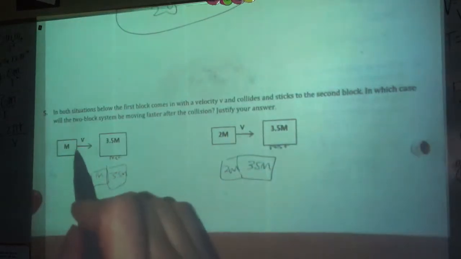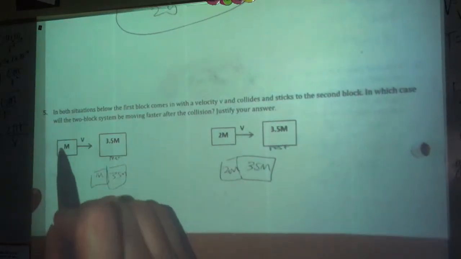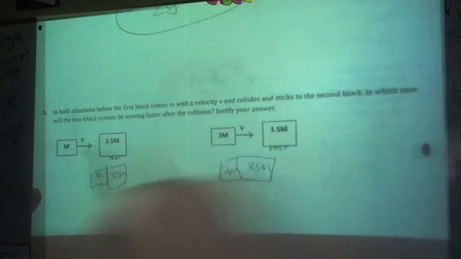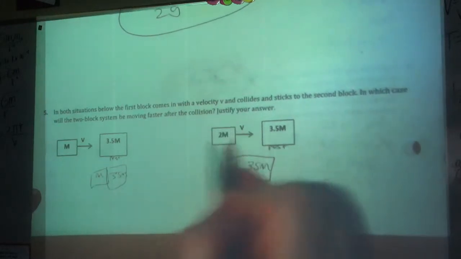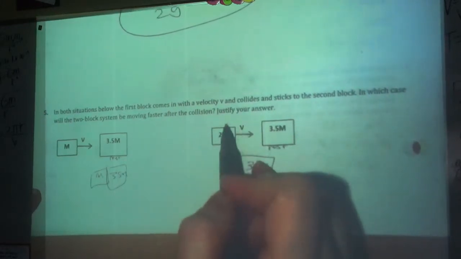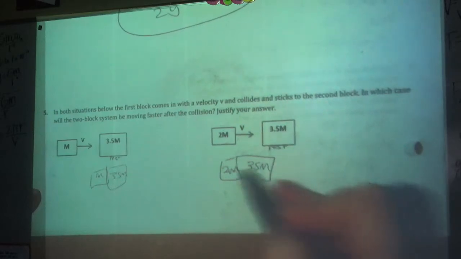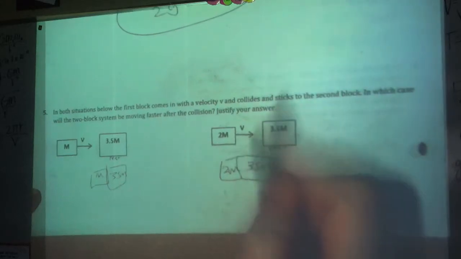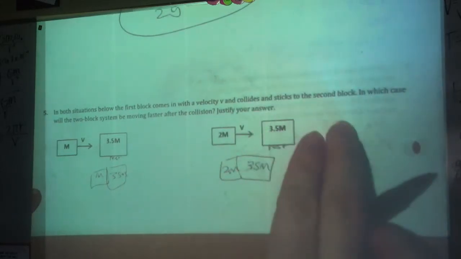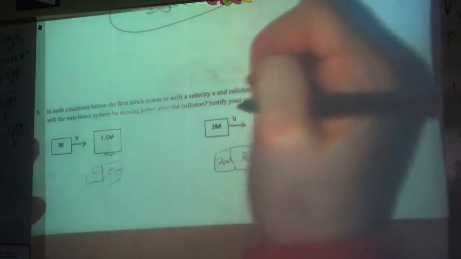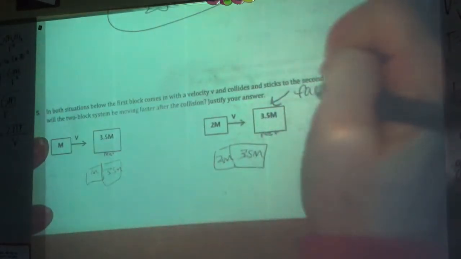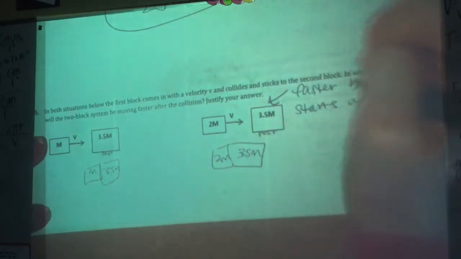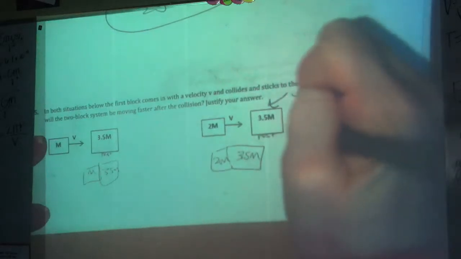So how I thought about it is just the momentum it's coming in with. This one is coming in with a momentum of mv, whereas this one's coming in with a momentum of 2mv. So even though they're coming in at the same velocity, because this one has twice the mass, it has twice the momentum. Yes, there is still a little bit more mass in total that it's sharing between, but it still came in with more momentum, so it has more momentum in the end, so it'll go faster. So I said this one is going to be the faster because it starts with more momentum in the system.